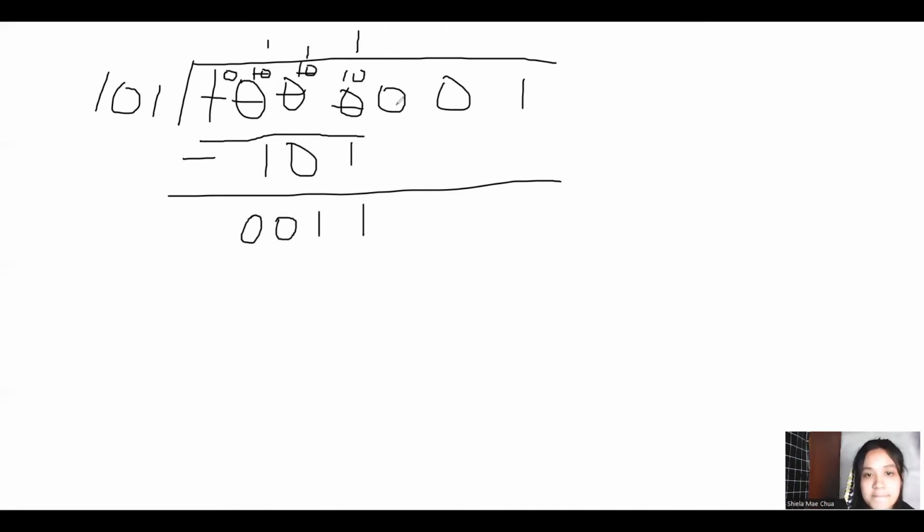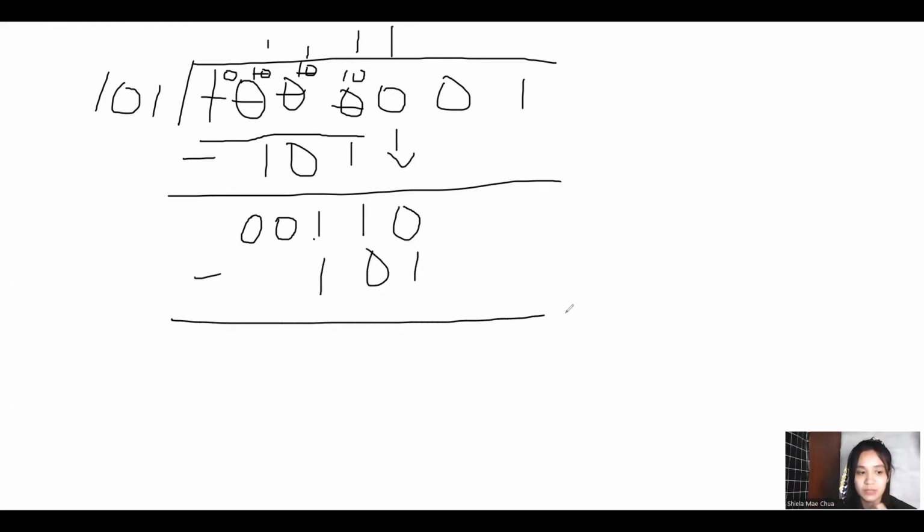Now let's bring the 0 here. Now 1, 1, 0. Is 1, 1, 0 greater than or equal to 1, 0, 1? Yes. So we will put 1 here. So 1 times 1, 0, 1 is basically 1, 0, 1. Now let's perform the subtraction. 0 minus 1 cannot be done, so we will borrow here. So it will become 0, and it will become 1, 0. 1, 0 minus 1 is 1. 0 minus 0 is 0. And 1 minus 1 is 0.